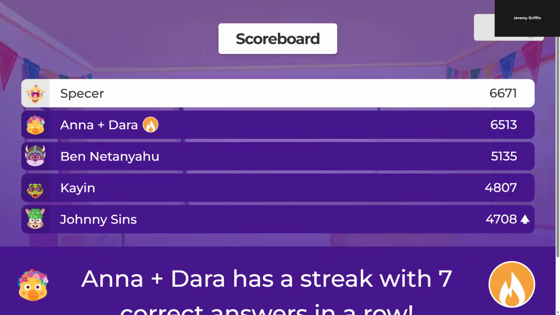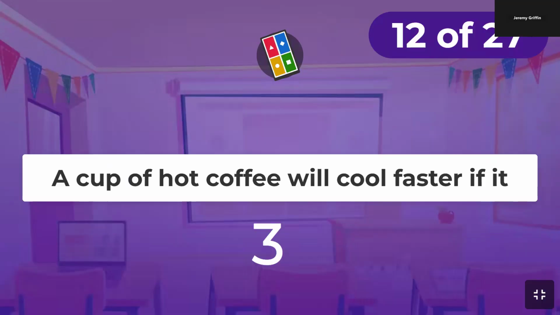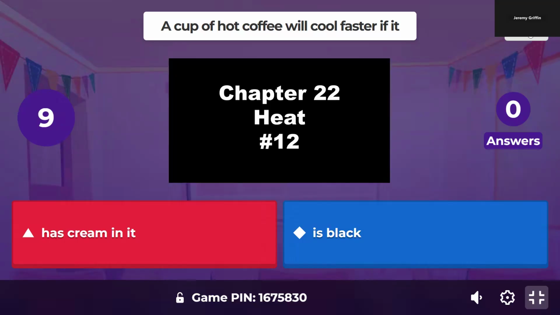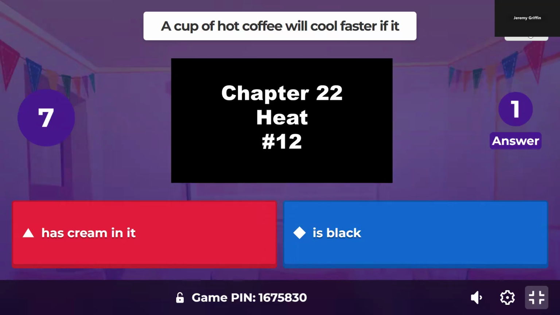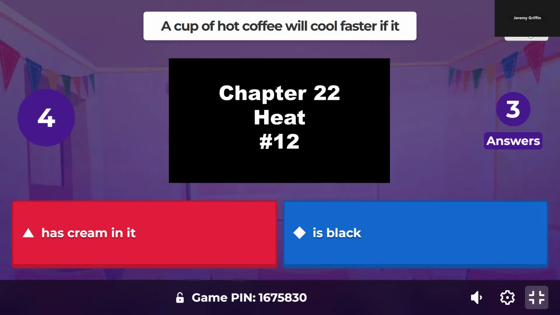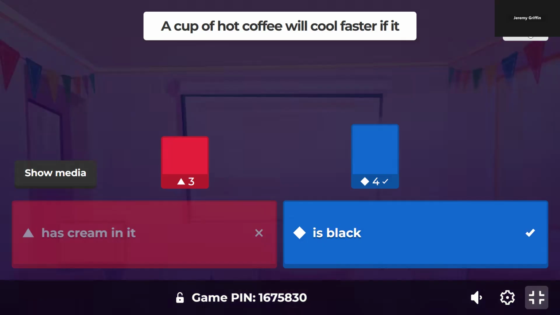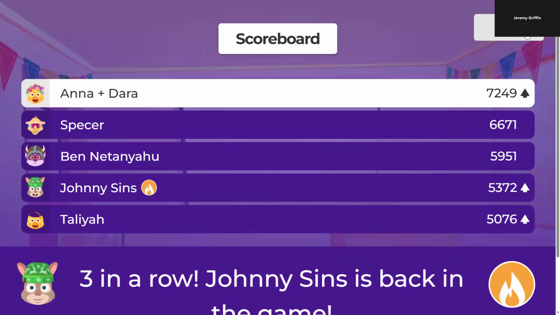All right. A cup of hot coffee will cool faster if... yeah, we hadn't talked about this. Some kind of black body radiation, like in this case black coffee, it could both absorb and also release energy faster. That made the cut for Kahoot. Yeah. Yes.